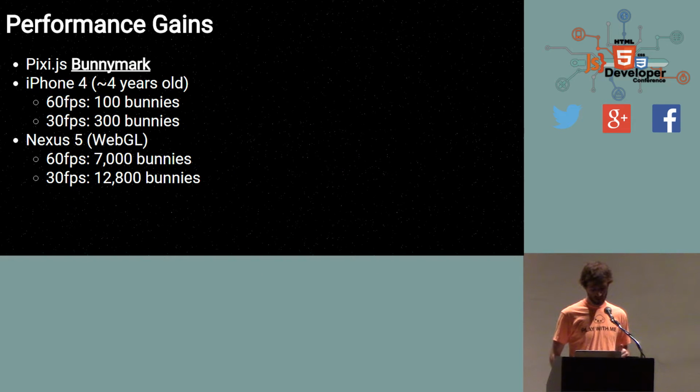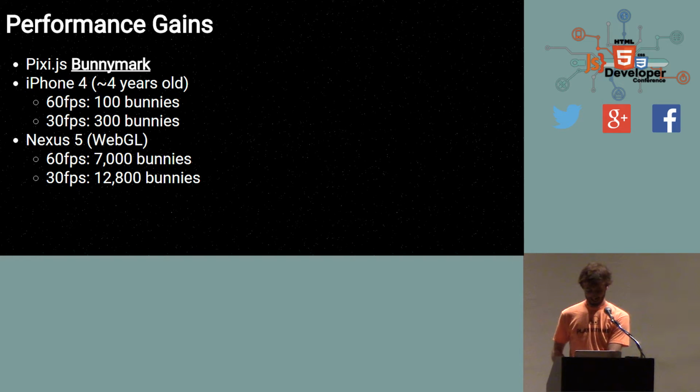So there's definitely been very large performance gains. An example of that is Pixie.js, which is a rendering engine for HTML5. It renders to WebGL, and then falls back to Canvas, which has poor performance. I'm still using an iPhone 4, so this is a 4-year-old phone.